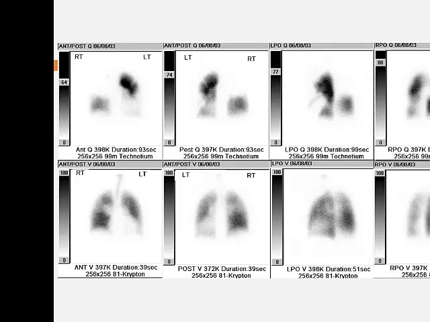Positive, negative, normal. Is it normal? Okay, so let's look now. Ventilation part looks all right. Bit patchy here, agreed? Okay, where's all the perfusion here?